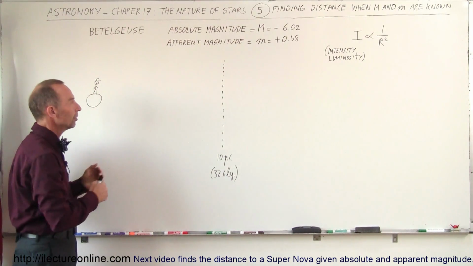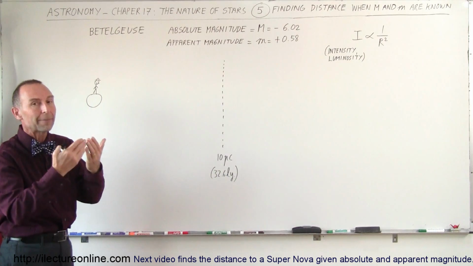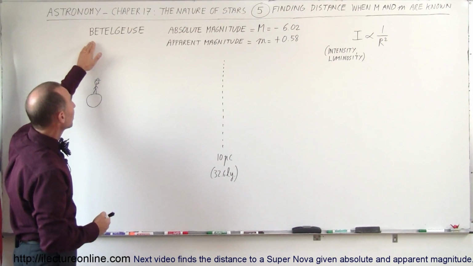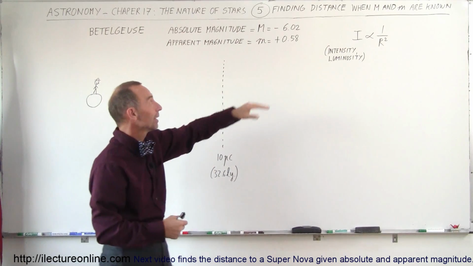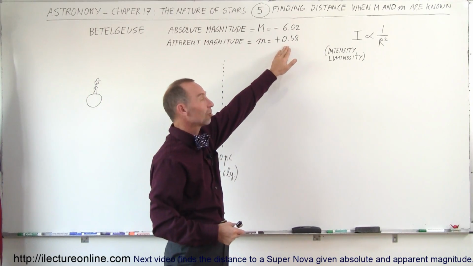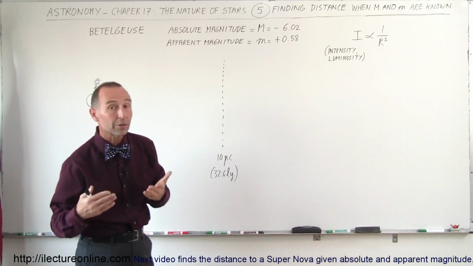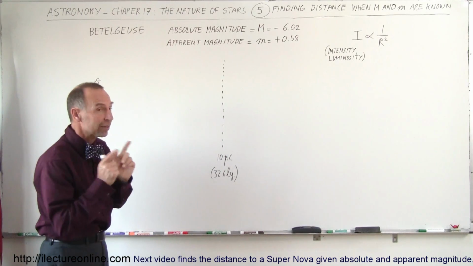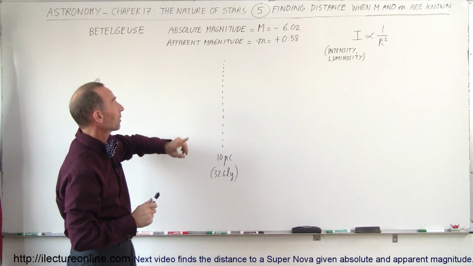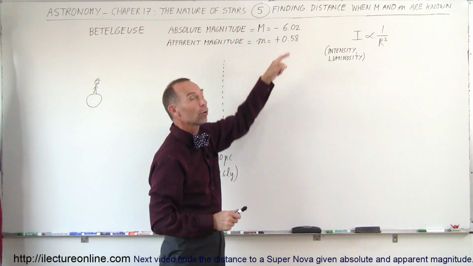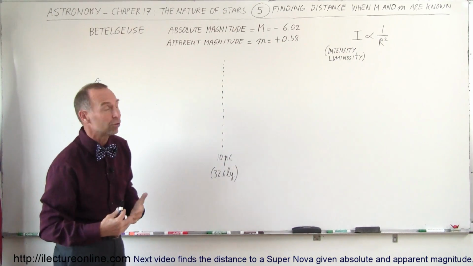So here we have an observer looking at a star. There's a certain apparent magnitude. In the case of Betelgeuse, the apparent magnitude of the star, the way it looks to us from wherever it is, has a magnitude of plus 0.58, which still makes it one of the brighter stars in the sky. But if we were to place it 10 parsecs away, it would have a magnitude of minus 6.02, which makes that the absolute magnitude.